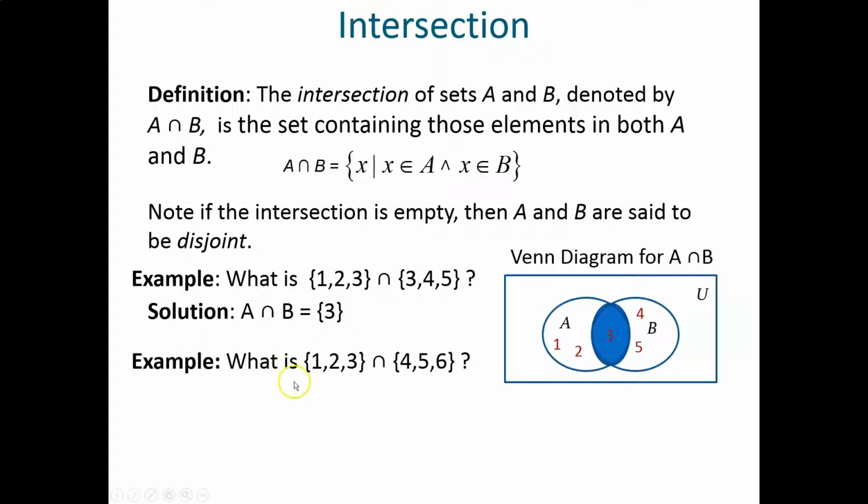So what about this example? Set A has the elements 1, 2, 3 and set B has the elements 4, 5, 6. So what would be your solution in this case?